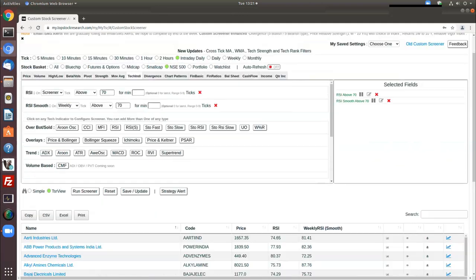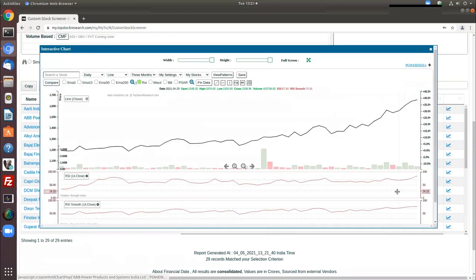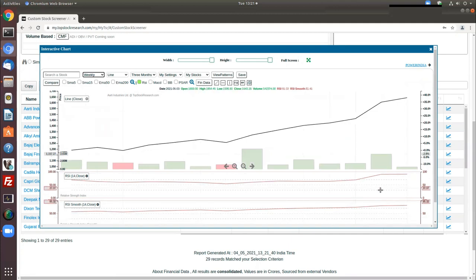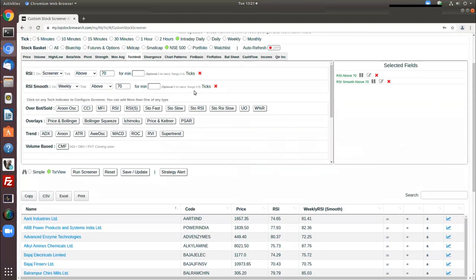Let's see if we run. We got a few records. RT Industries. So basically, RT Industries, this is clearly above 70 on weekly tick. Let's see. Weekly tick also it's above 70. So this is how you can use cross tick filters to filter your stocks.